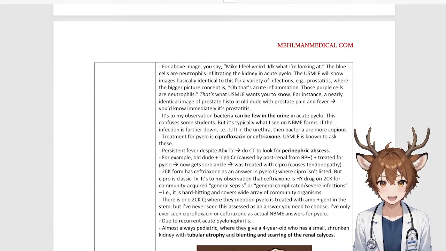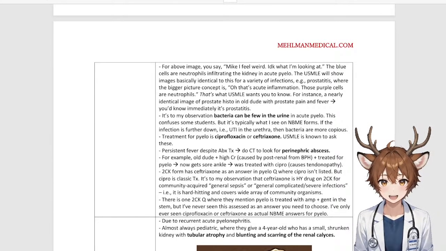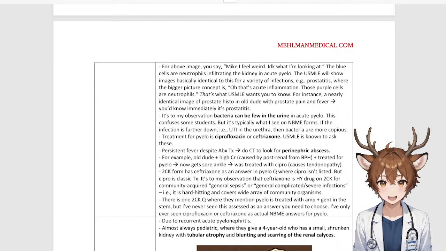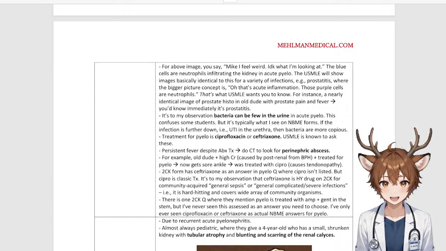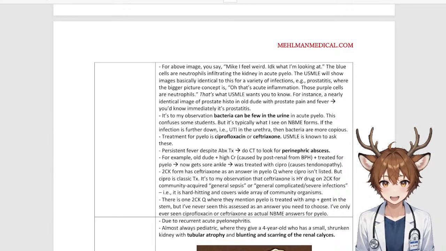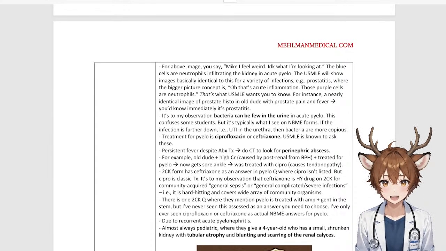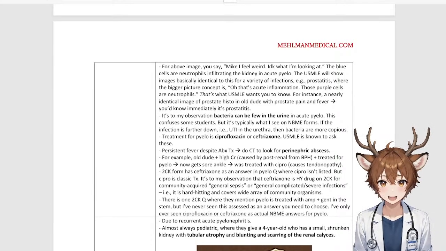So ceftriaxone is a pretty broad-spectrum antibiotic. There is one 2CK question where they mention pyelonephritis is treated with ampicillin plus gentamicin in the stem, but I've never seen this assessed as an answer you need to choose. I've only seen ciprofloxacin or ceftriaxone as an NBME answer for pyelonephritis.